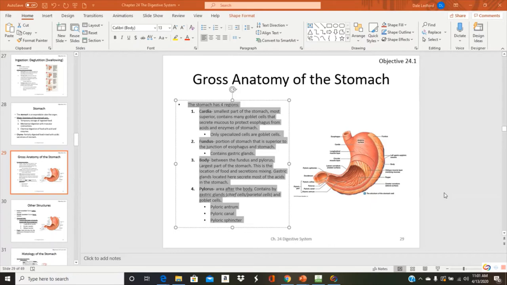Into the lumen of the stomach. Now, what I want you guys to remember is, think about a private investigator, a PI. Parietal cells make intrinsic factor. Hydrochloric acid controls the pH. This is one way to remember: a PI, a private investigator. Parietal cells make intrinsic factor. Parietal cells control the pH of the stomach by making hydrochloric acid. PI, private investigator.